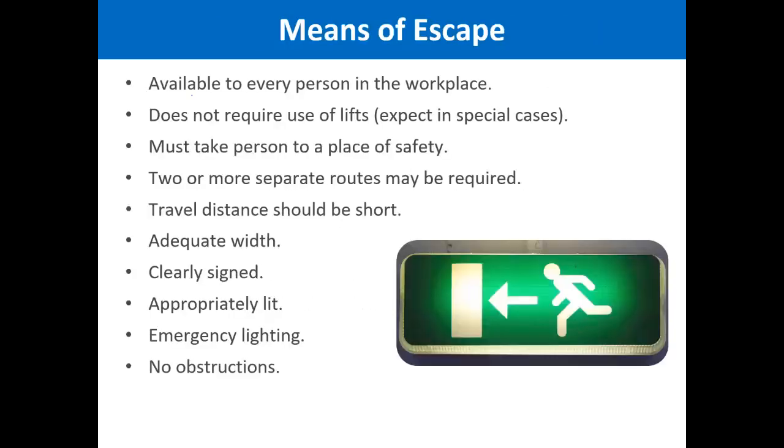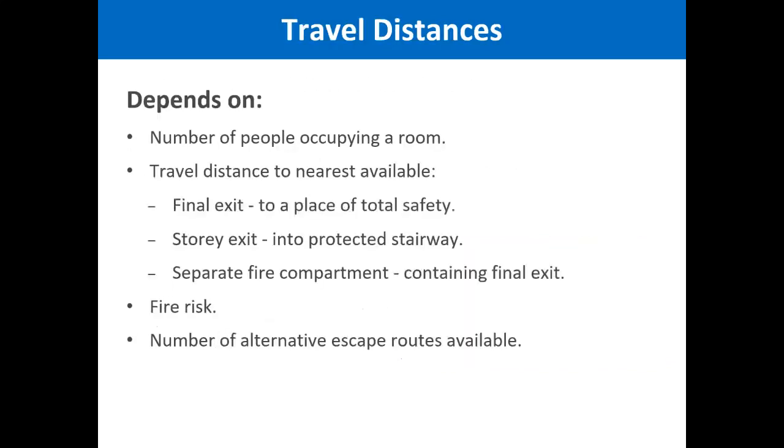Okay, fire evacuation. What do we do in case of evacuation? You need to make sure the means of escape are available to every person in the workplace. It does not need the use of lifts unless there are special cases. Two or more separate routes must be required at all times for evacuation. Travel distance should be short enough, adequate width should be there, should be clearly signed, appropriately lit, and emergency lighting should be provided.